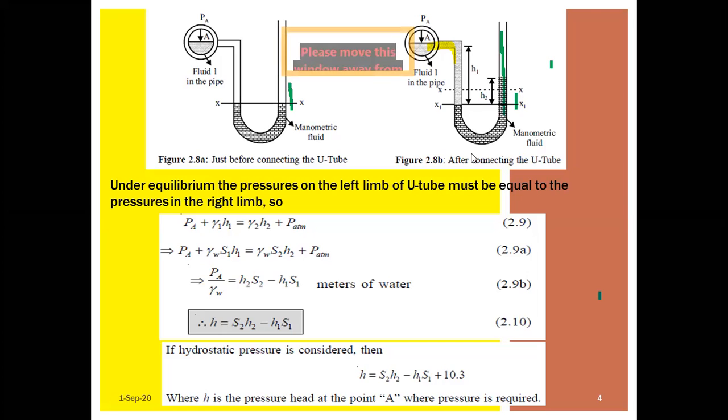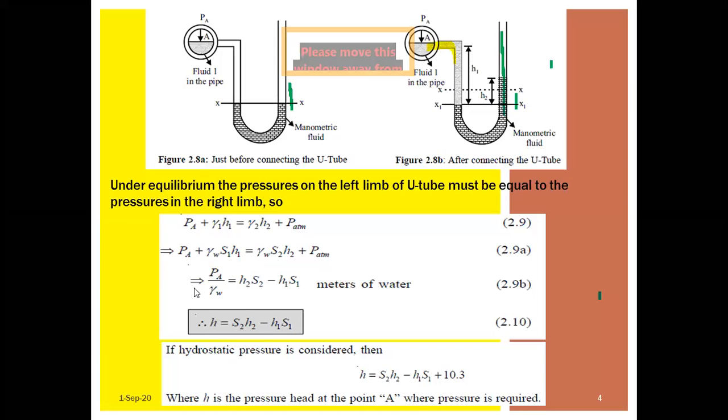Now, by considering equilibrium, the pressure on the left limb of the U-tube is equal to the pressure on the right limb. Then we derive it with atmospheric pressure. So the pressure inside the closed cavity at point A, towards the atmosphere, is given as PA plus gamma H1 equals gamma H2 plus atmospheric pressure. That is, PA plus gamma_W S1 H1, with specific weight S1 and height H1, equals gamma_W S2 H2 plus atmospheric pressure.